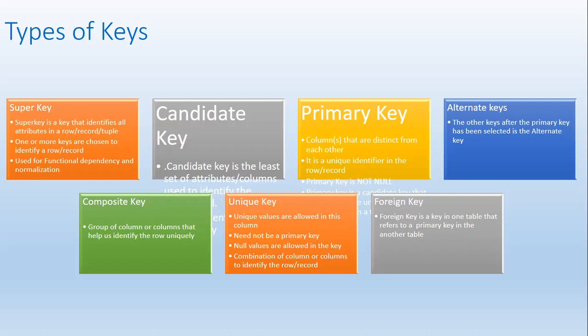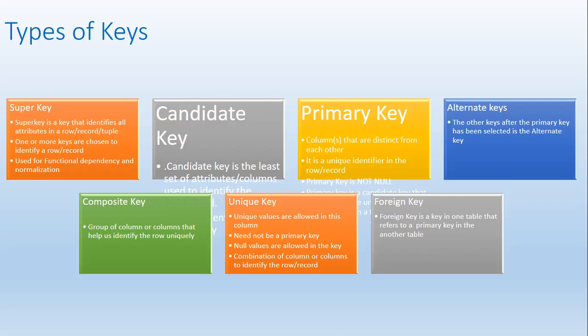Then we have a unique key. Let's say there is a phone number or an Aadhaar card number that has been used. So a phone number can be used as a unique key, or an Aadhaar card number can be used as a unique key. These values are unique in nature. They cannot be duplicated for another student or another employee. So that is what will be a unique key.